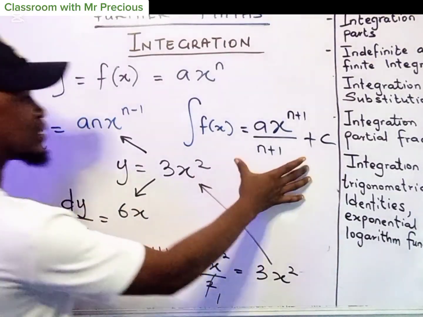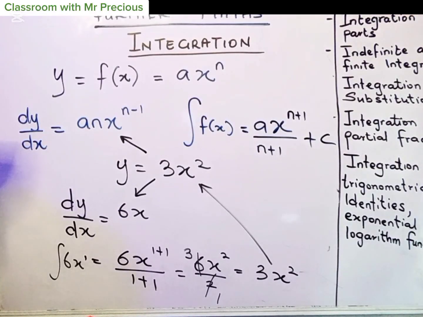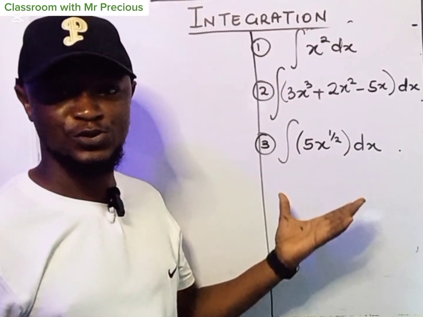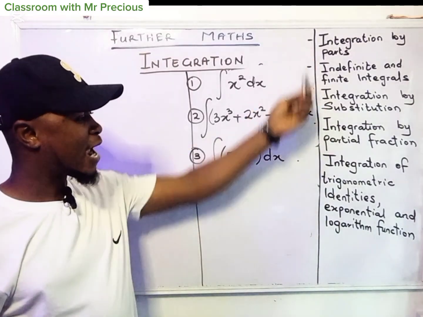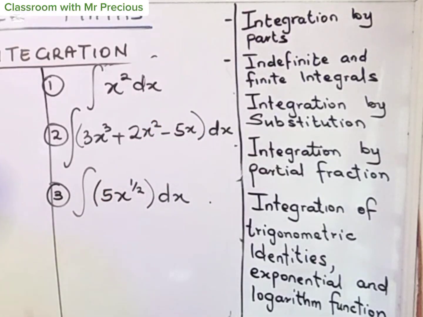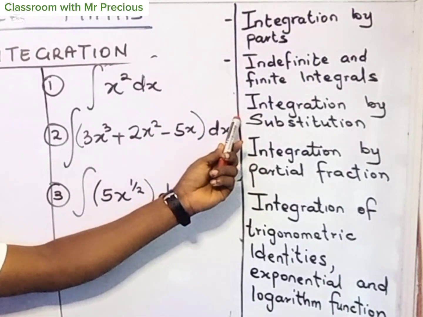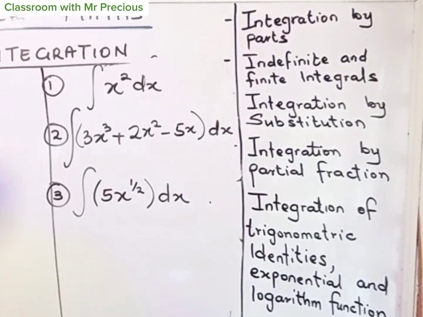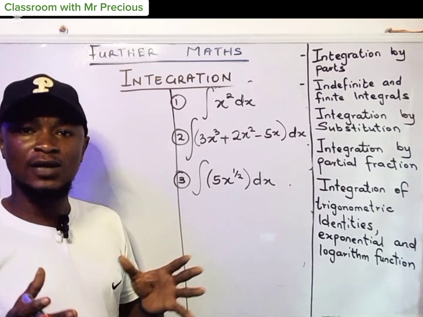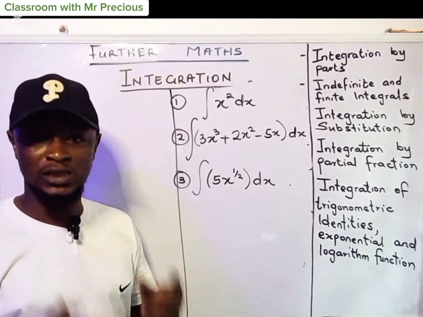Okay, so let me use this for 2 examples, then you do one. Now I wrote 3 simple integrals for us to do in this video, but mind you, here I wrote the different ways of integrating a function. We have integration by parts. You can do integration by substitution. We also have indefinite and definite integrals, integration by partial fraction, integration of trigonometric identities, exponential and logarithm functions for WAEC level. Now I cannot do all of this integration in just one video.